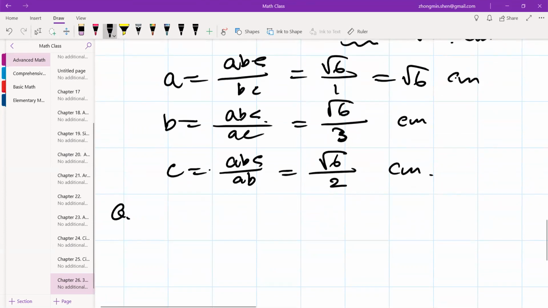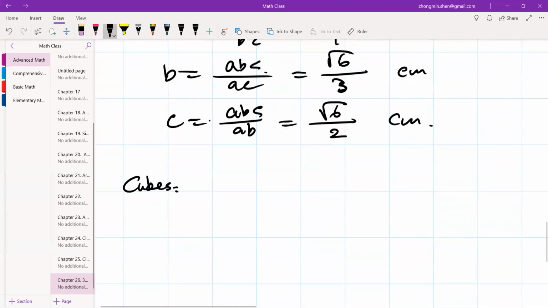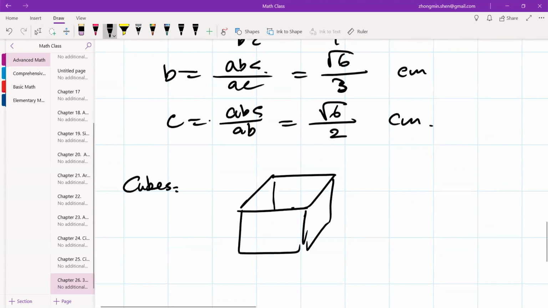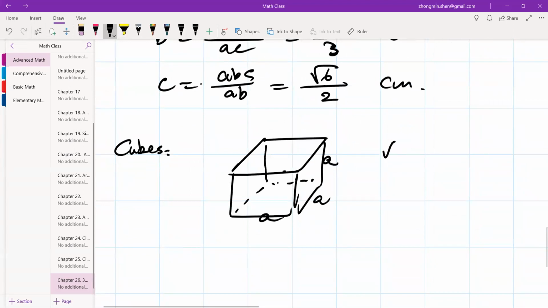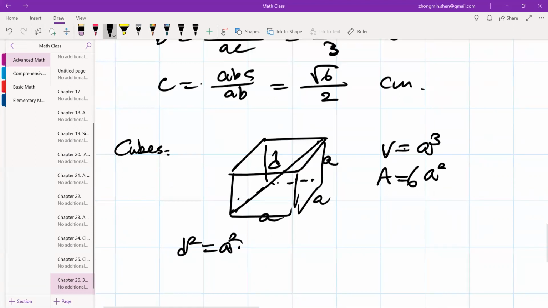All right, so let's go back to the cubes. A cube is a little bit special. All the sides are equal. So in that case, the volume is going to be A cubed. And what is the surface area? Each face is a square, A squared, but you have 6 faces, so times 6. And the length of the diagonal D is going to be A squared plus A squared plus A squared, so D squared equals 3A squared. When you solve for D, you get the square root of 3 times A.